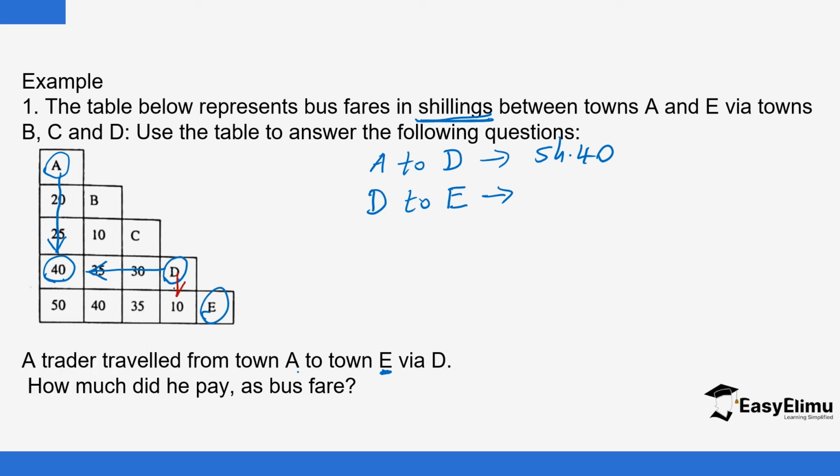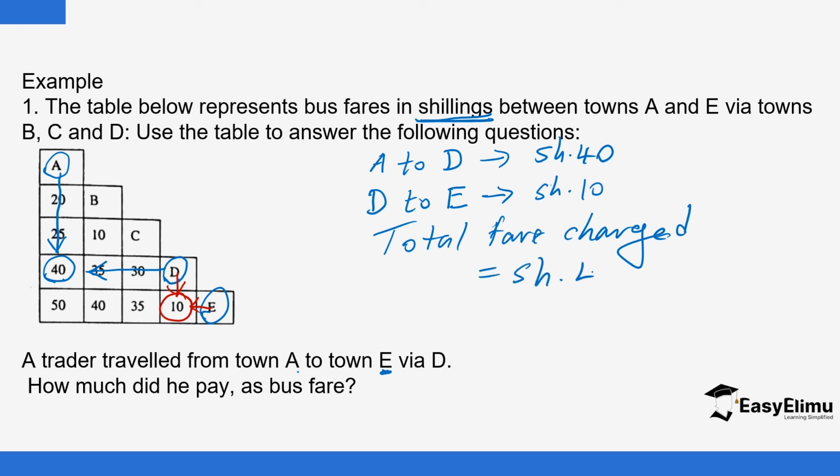So D is here and E is here. So this is what they're going to be charged. So how much is that? 10 shillings. So here they only pay 10 shillings. So the total travel costs, in terms of fare, the total fare charged, is going to be shillings 40 plus shillings 10, and this is going to be 50 shillings.